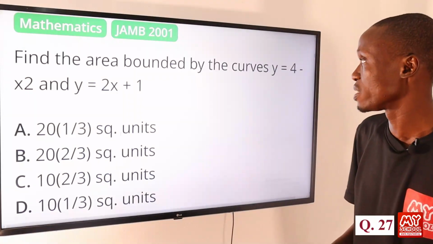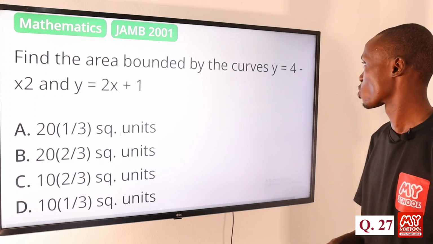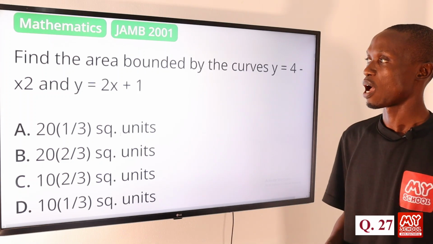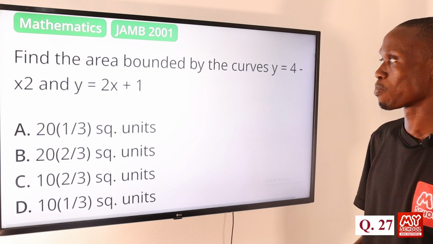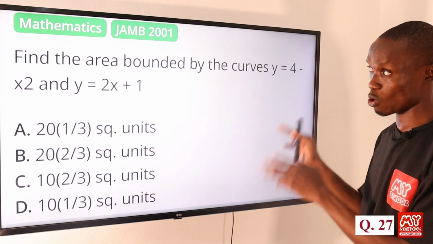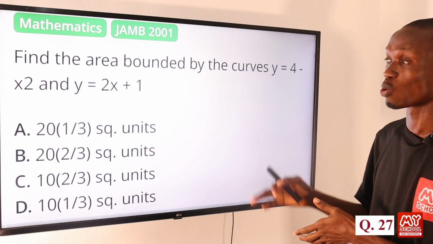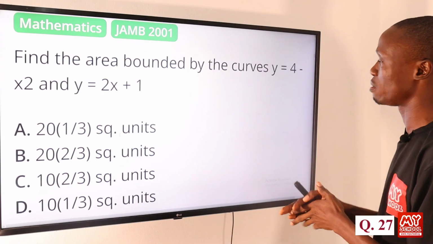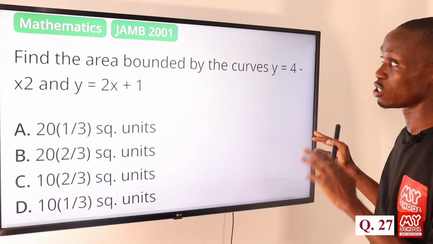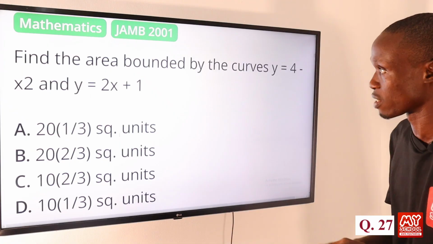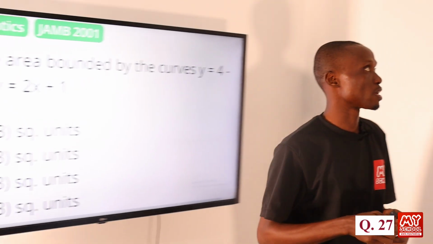Question 27. Find the area bounded by the curve y = 4 - x² and y = 2x + 1. Basically, to solve a problem like this, the first thing is to get the limit. In order to get the limit, we are going to subtract the two curves. So let's move to the board to provide the answer to this question.